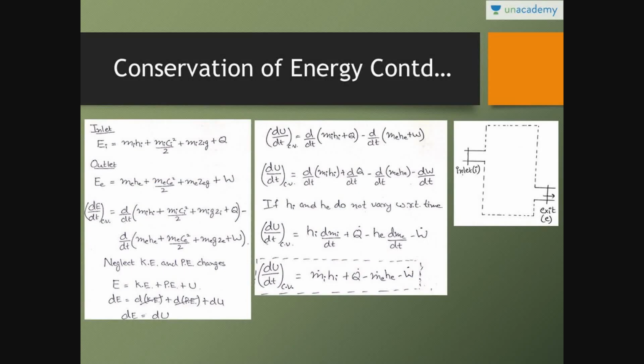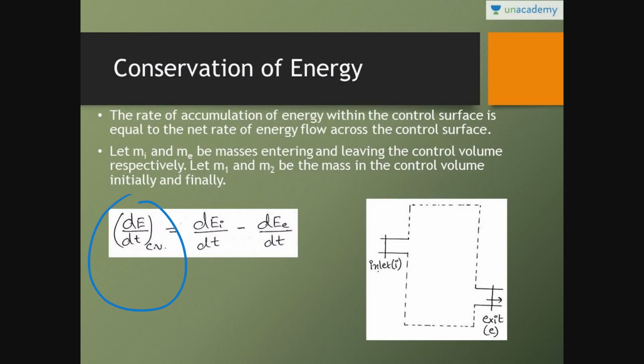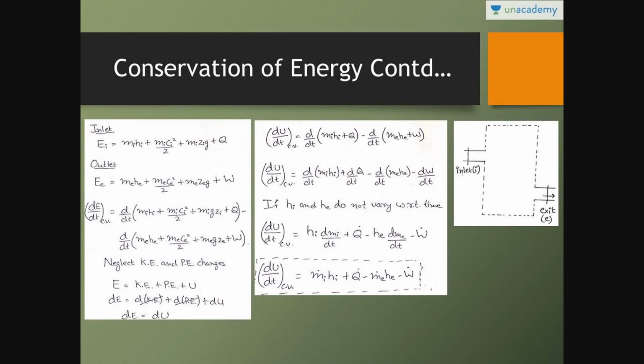Energy at inlet is equal to mi into hi, kinetic energy, potential energy, Q. Energy at outlet is equal to me, kinetic energy, potential energy, W. We know that the energy change in the control volume is equal to inlet minus exit. That is, d/dt of the change of energy, that is enthalpy, kinetic energy, potential energy, plus Q, minus at exit enthalpy, kinetic energy, potential energy, W. Neglecting kinetic energy and potential energy, we have seen that energy is equal to kinetic energy plus potential energy plus internal energy.